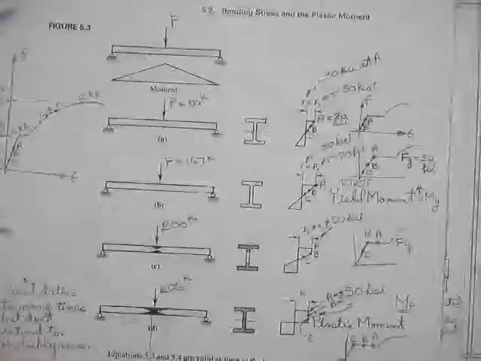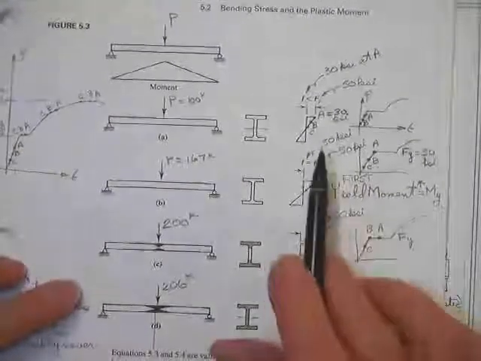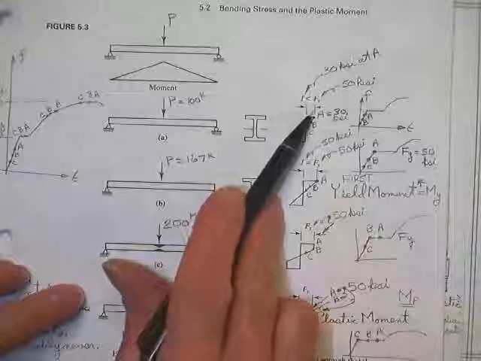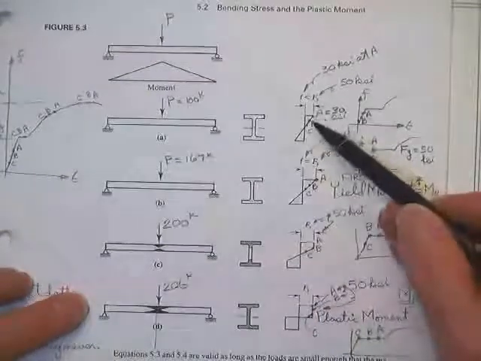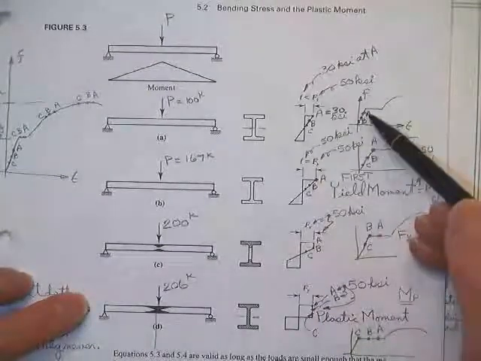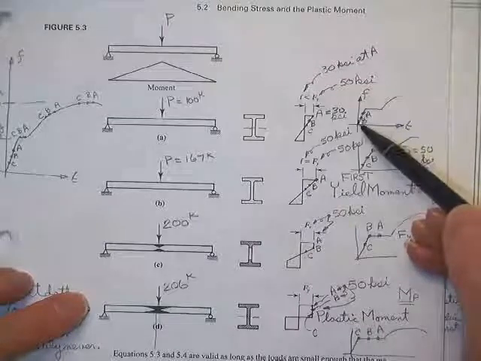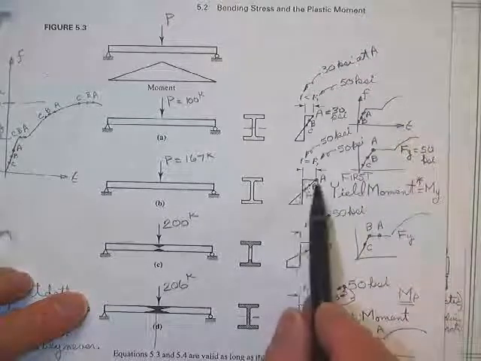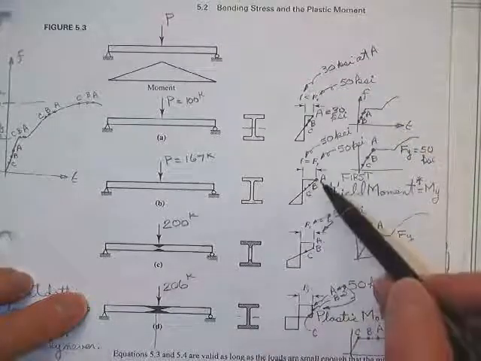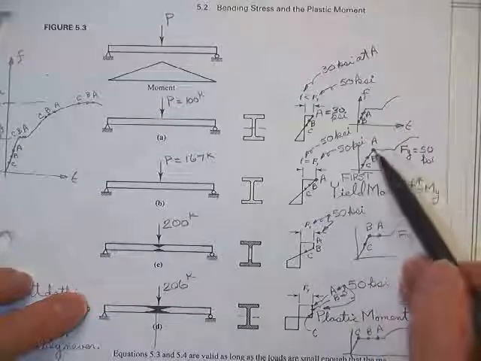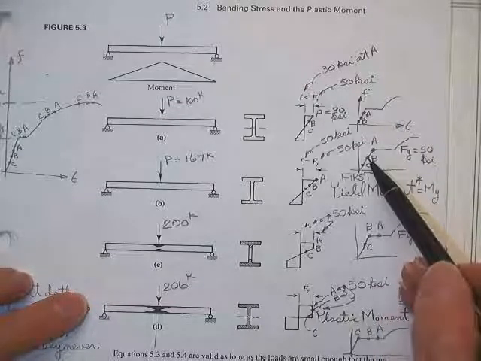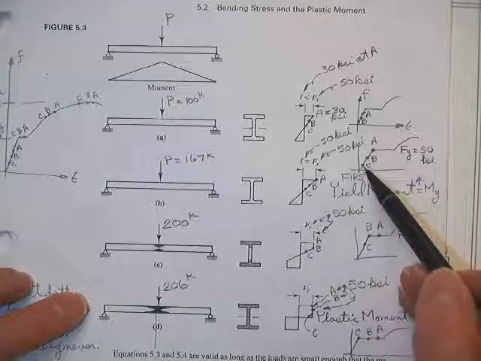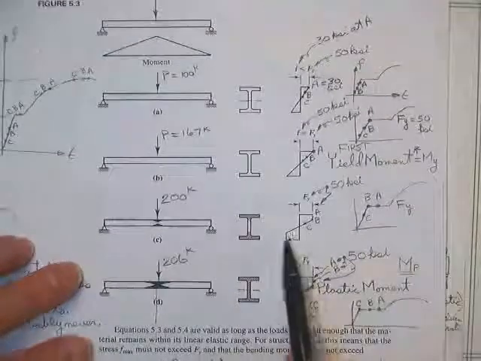Same picture. Here, C is F sub Y. Here's fiber A, B, C. Here's fiber A's current stress, B and C. As you reach first yield, fiber A reached 50 KSI. Fiber B is at 2/3 of 50, C is at 1/3 of 50.